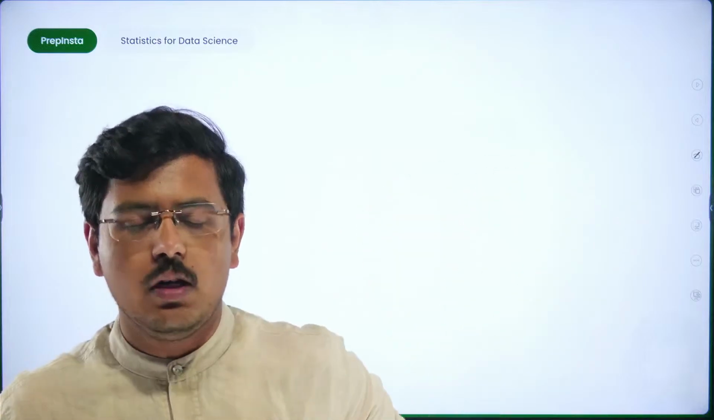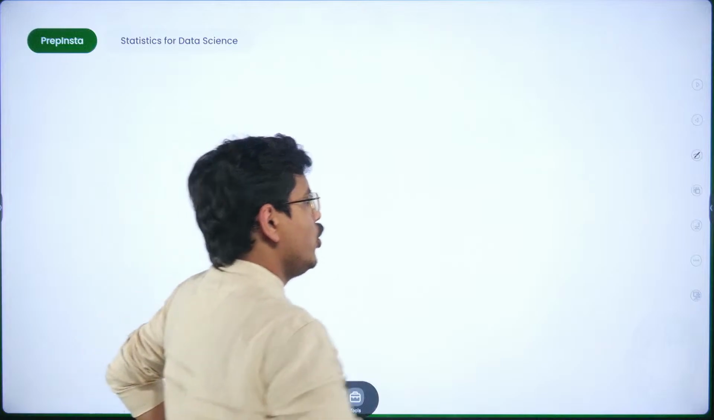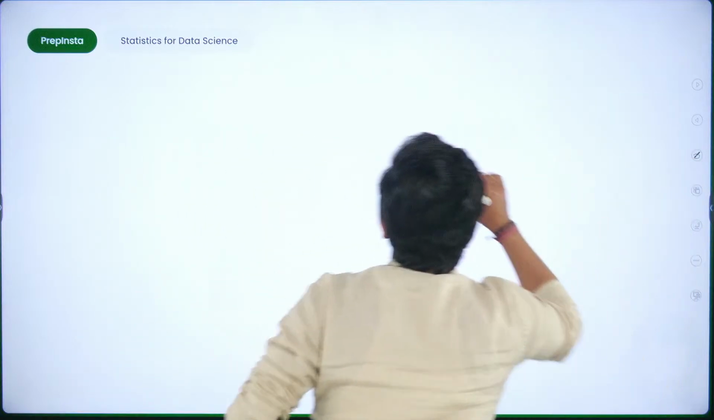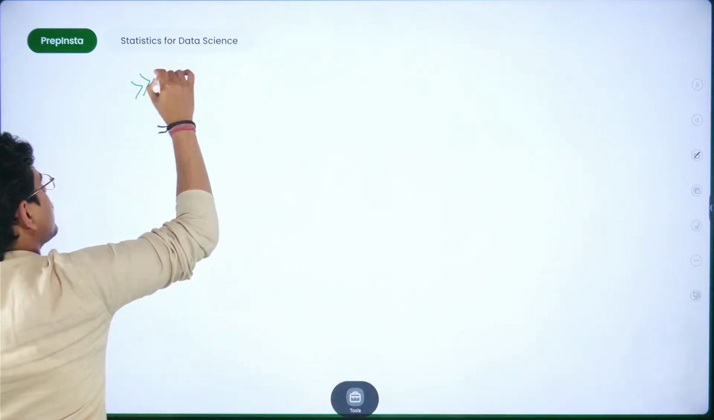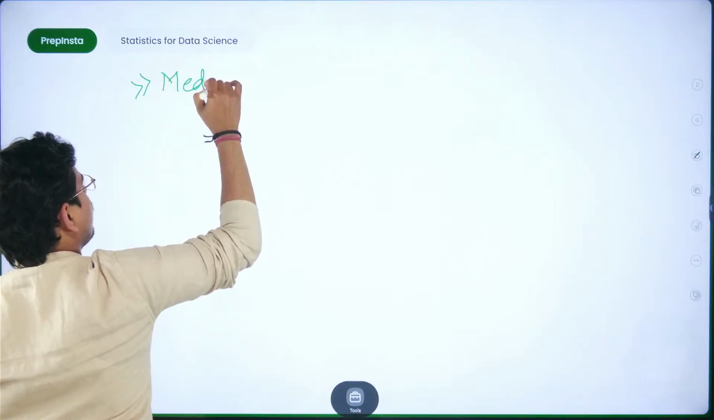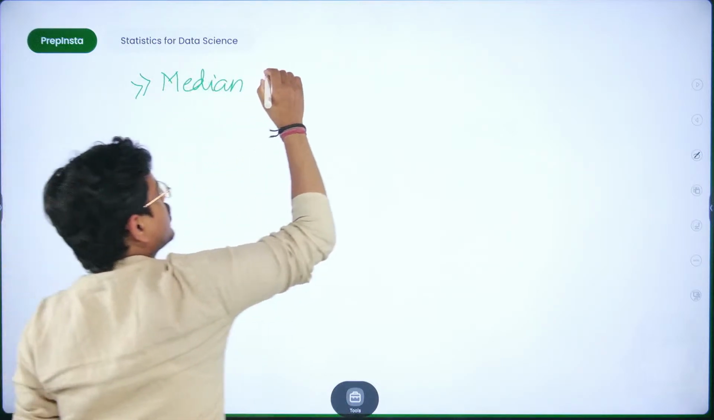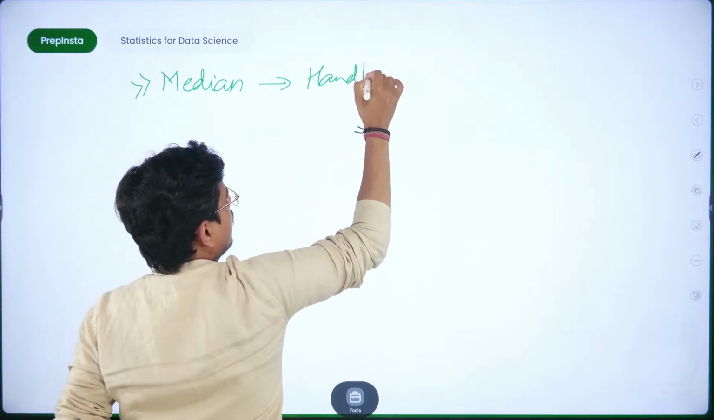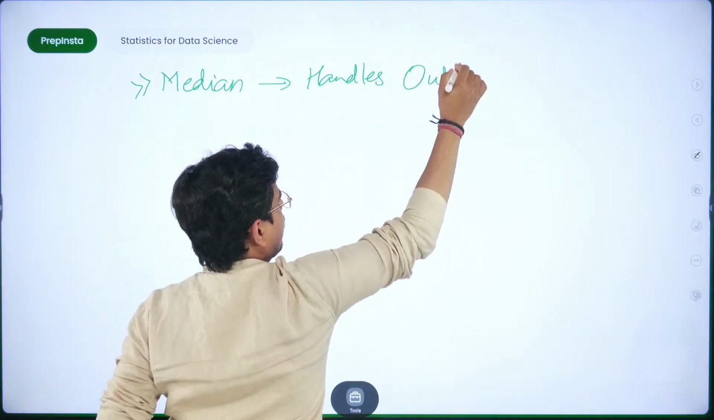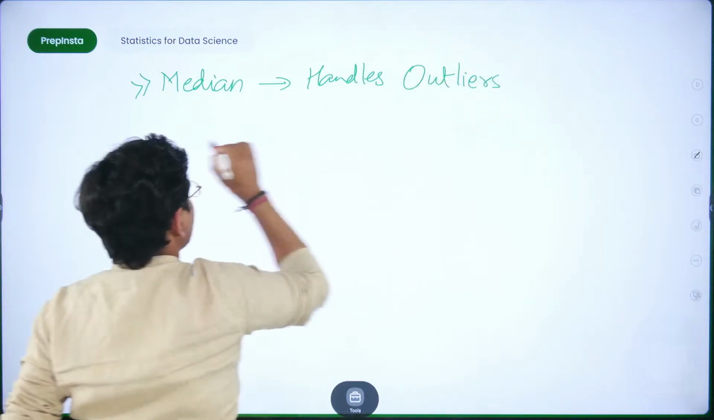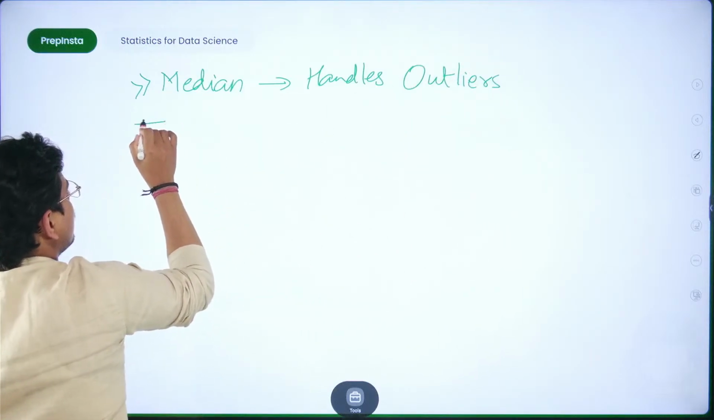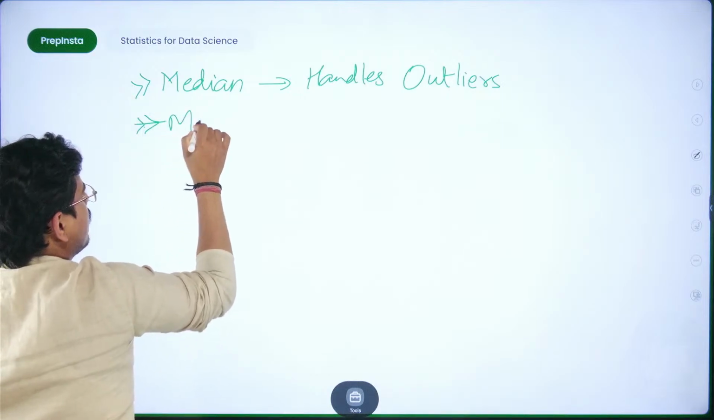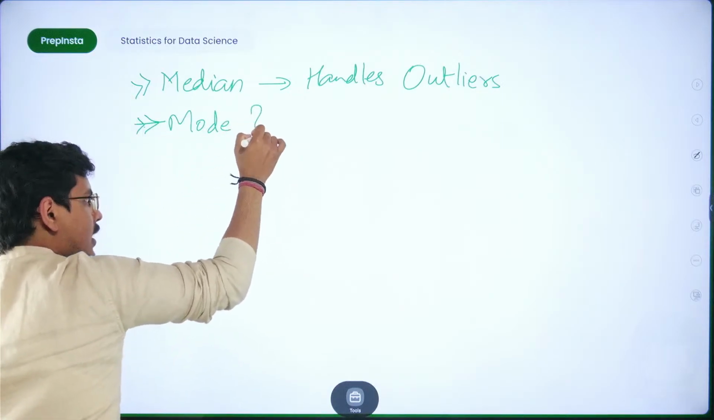First of all, yesterday we covered a few things: mean, median, mode. If you carefully remember, you learnt that median handles outliers, primarily for outliers. But we also studied something called mode. What does this do?